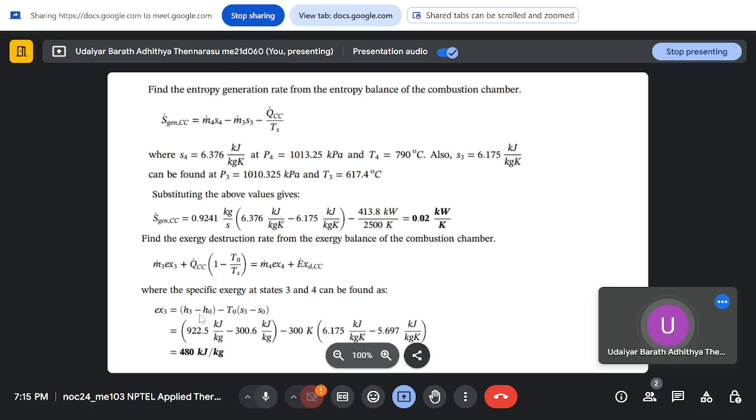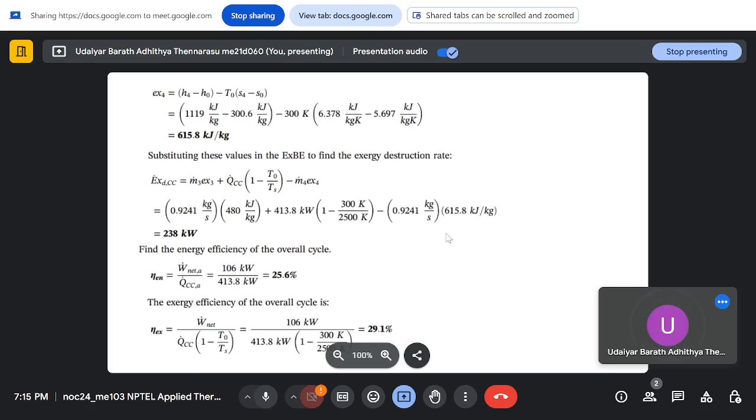So substituting this, the exergy in comes out to be 480 kilojoule per kg. So we know H3, we have calculated H3. H naught is 300.6 kilojoule per kg, the enthalpy corresponding to the ambient pressure and temperature, and S naught is 5.697, and X4 is H4 minus H naught minus T naught times S4 minus S naught. So this comes out to be 615.8 kilojoule per kg. So substituting these values in the exergy balance, you get exergy destroyed as 238 kilowatt.